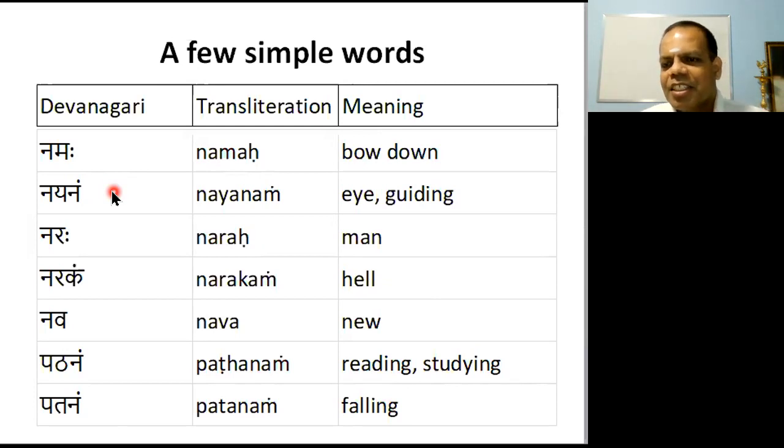Something which doesn't exist is called na. In the middle, there is a word called ya. That means something which exists. Ya, yaha means that which exists, that which is. Na at the end means no.